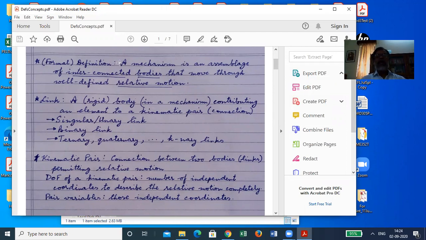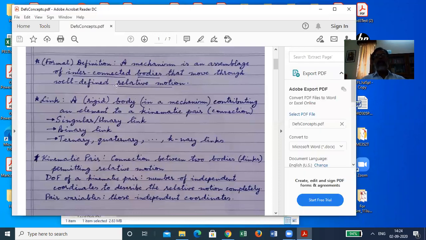A mechanism is an assemblage of interconnected bodies that move through well-defined relative motion. Now, the three underlined terms: bodies, which I will define very soon, and interconnected. Otherwise, it will be like studying the motion of several bodies separately, which is not the idea of this subject matter. Okay. Interconnected bodies. And it is a relative motion that we study.